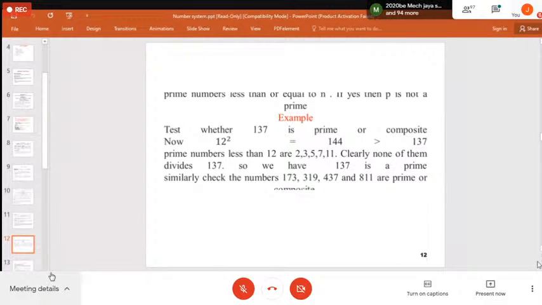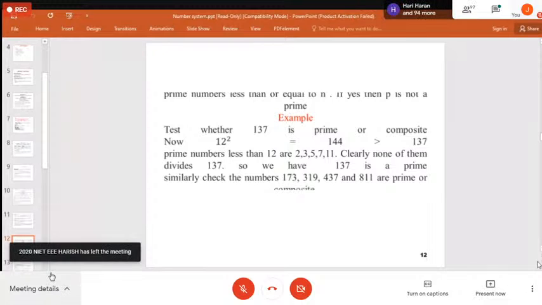Now you check. Totally how many numbers do we have? 1, 2, 3, 4, 5, 6, 7, 8, 9, 10. 10 prime numbers. You identify whether any of these 10 prime numbers divides 811.